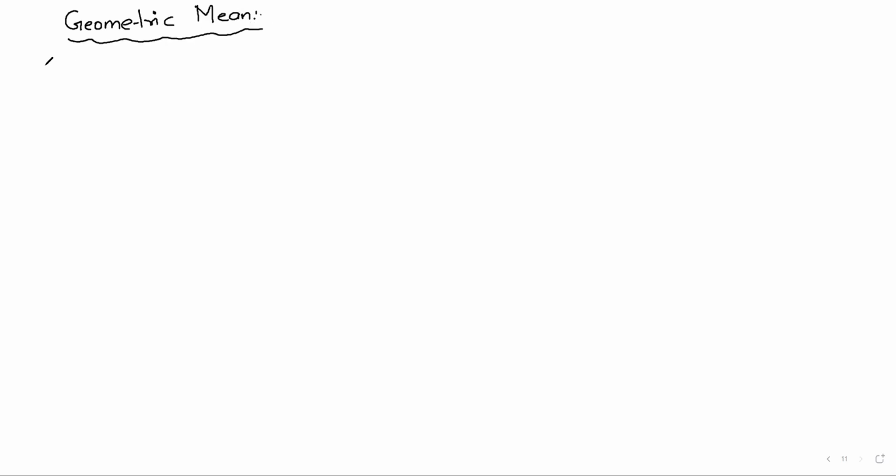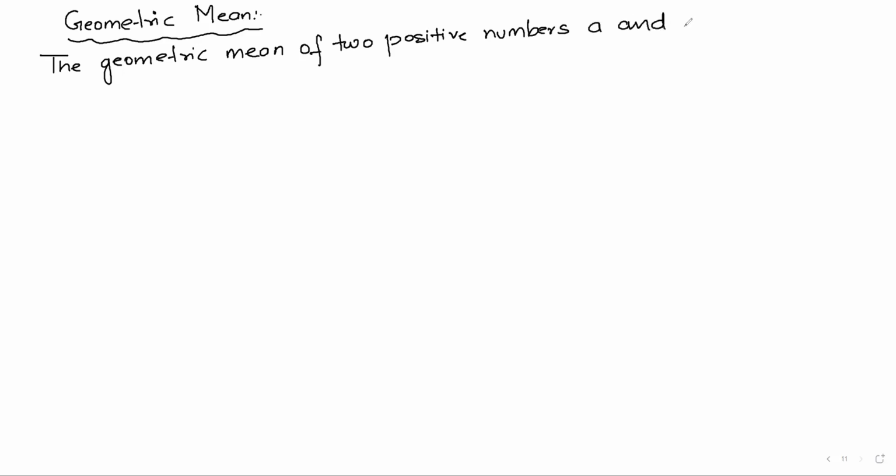So what is the geometric mean? The geometric mean of two positive numbers A and B is the number under root AB. Okay, so what does this mean?